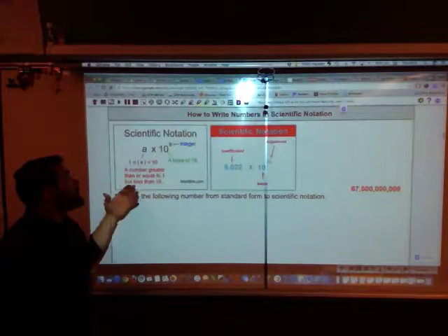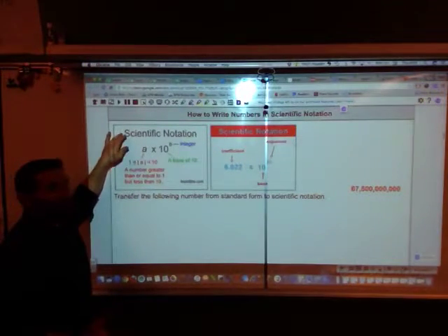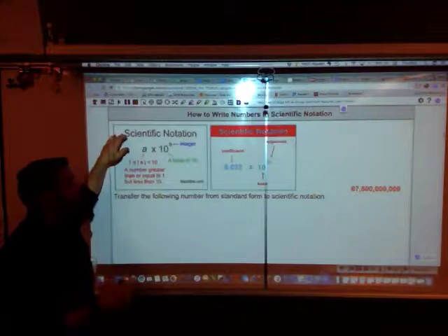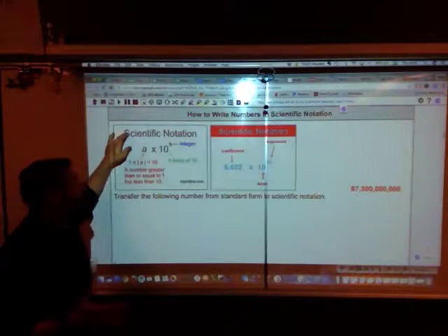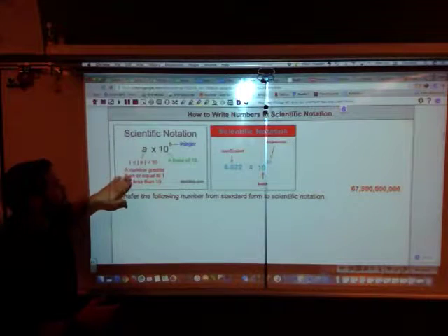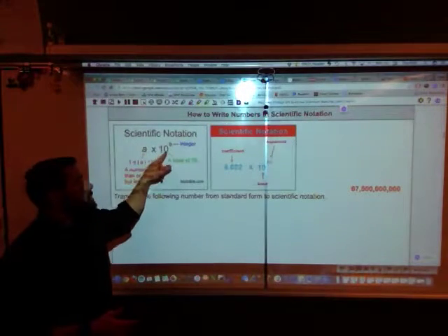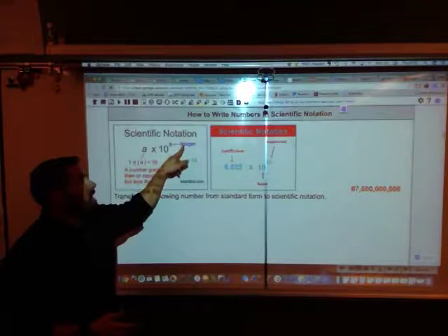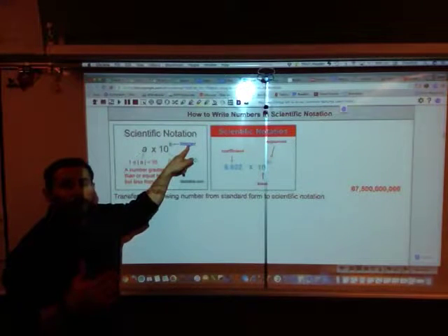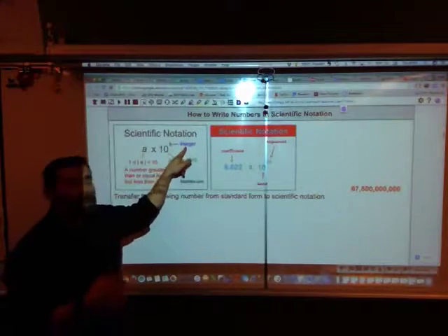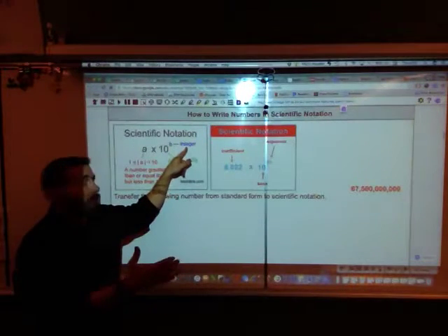Now, what is scientific notation? Scientific notation is when we take really, really big numbers, or really small numbers. Basically, scientists are using these types of numbers. We have an a value times 10 to an exponent. That exponent could be negative if I'm working with really, really small numbers. That exponent can be positive if I'm working with really, really big numbers.